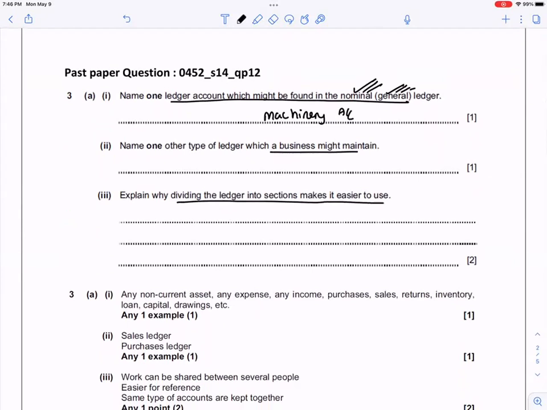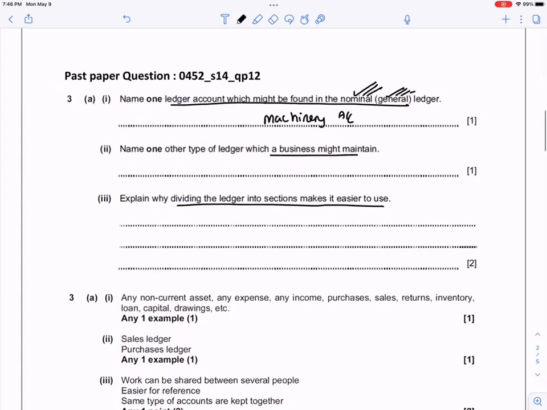Why does dividing the ledger into sections make it easier to use? Easier to find the information for the bookkeeper. Easier for reference, work can be shared, there is division of labor. Okay, what are the different sections that you have in your ledger?